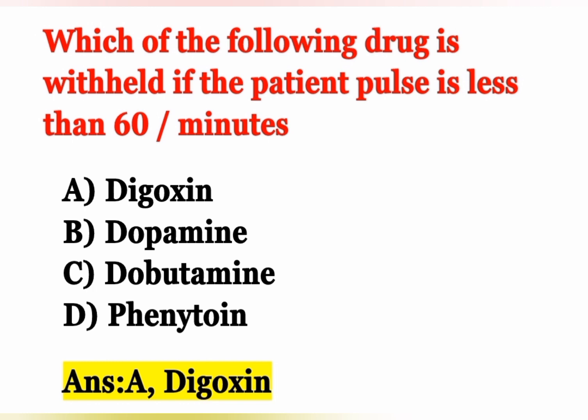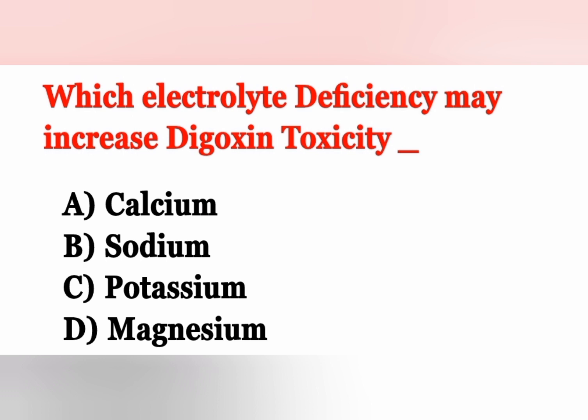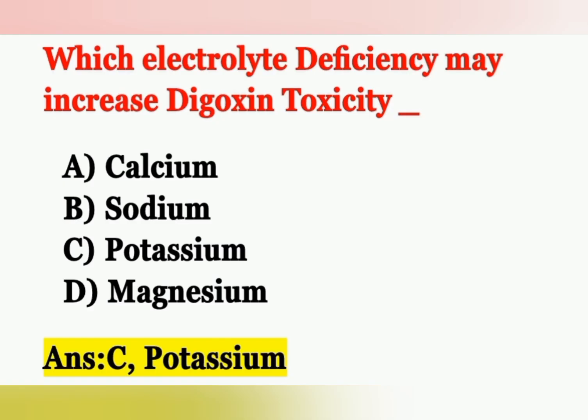The next question, which electrolyte deficiency may increase digoxin toxicity? Options: option A calcium, option B sodium, option C potassium, option D magnesium. This is one of the important questions. It was asked in many other exams also. So the correct answer is option C potassium. Potassium deficiency may increase digoxin toxicity.